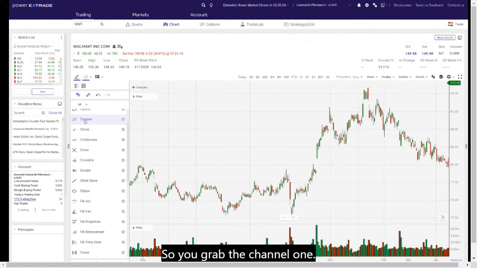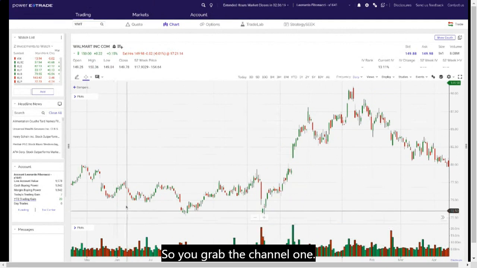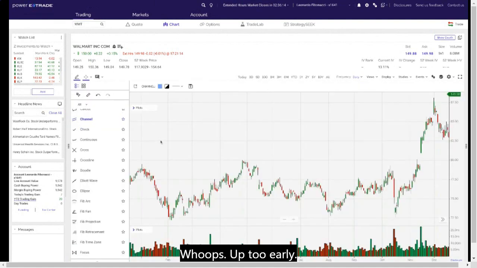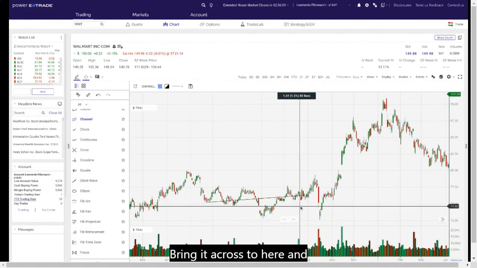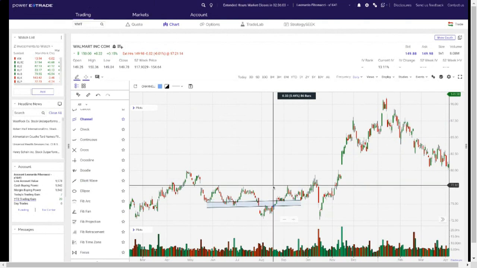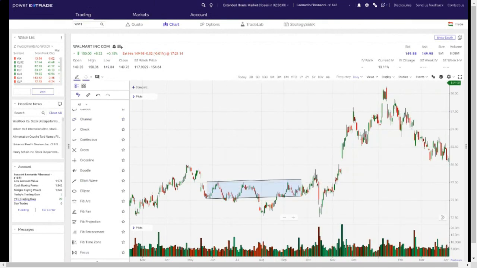So you grab the channel line, and then we come here and we pick our low. Oops, it's up too early. I'm here. Pick our low, bring it across to here, and then go up here to the high. So something like that. Okay?